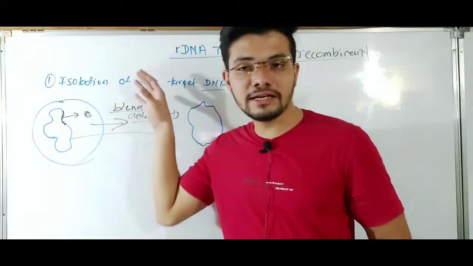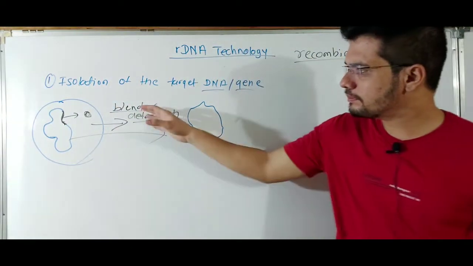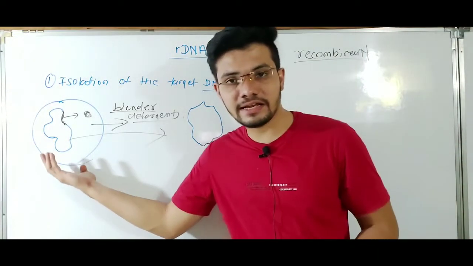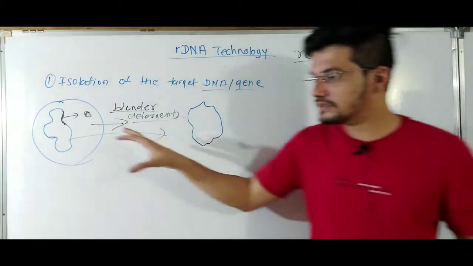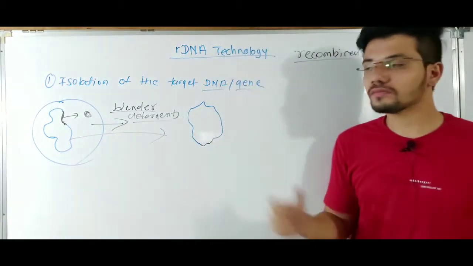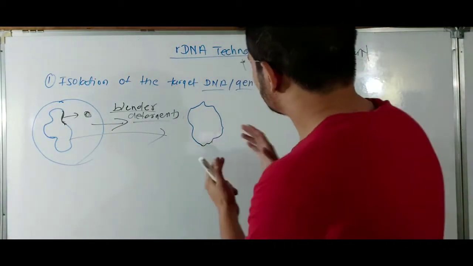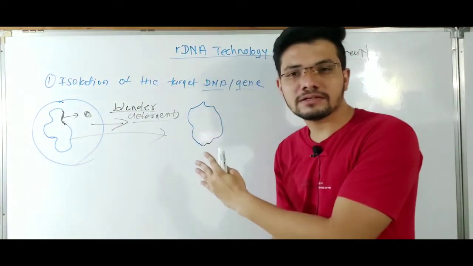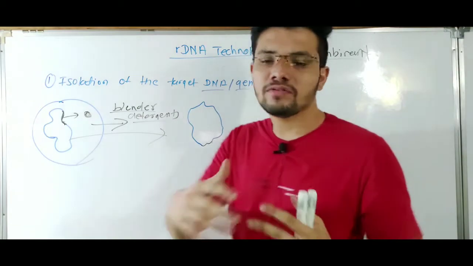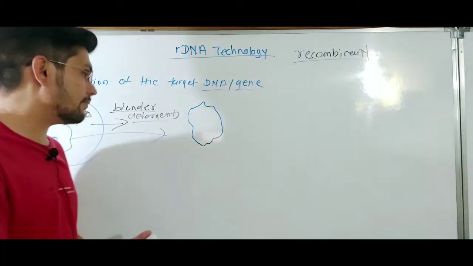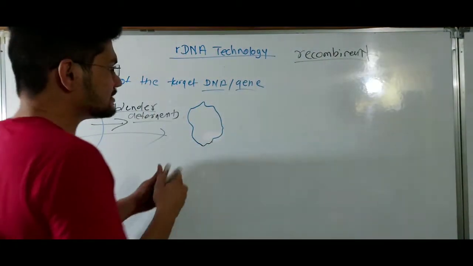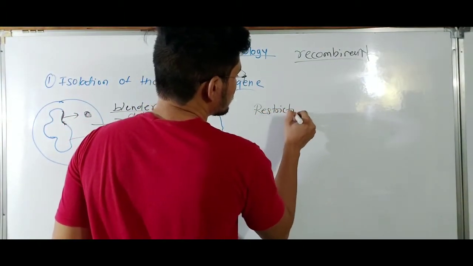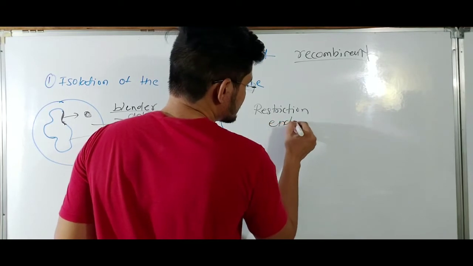So isolation of the DNA, using blenders and detergents to take the DNA out of the cells, is the first step. After that, we are going to break this DNA and make its fragments by using restriction enzymes, restriction endonucleases.